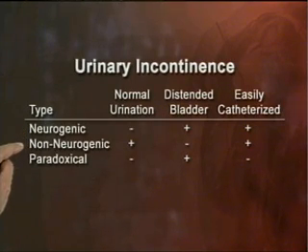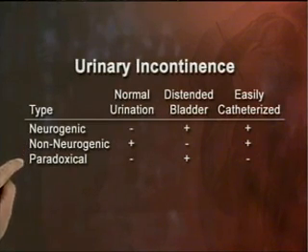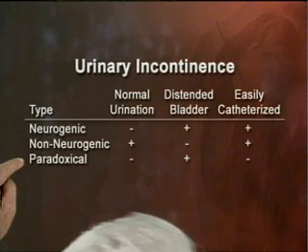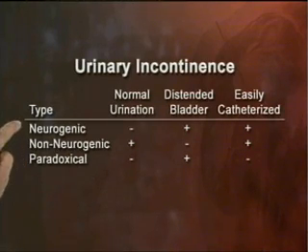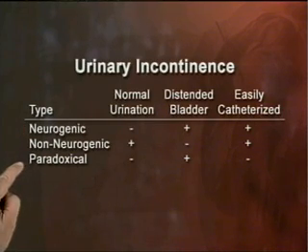Non-neurogenic typically is a conformational defect, and I'll talk about one of those in a second. Paradoxical incontinence, the classic form of that, is when we do have a calculus that's blocking the channel. So we can understand this one real easy. We can understand this one. Nerve supply problem, and we've got a blockage.